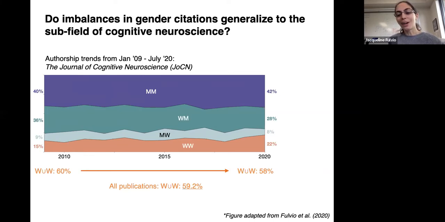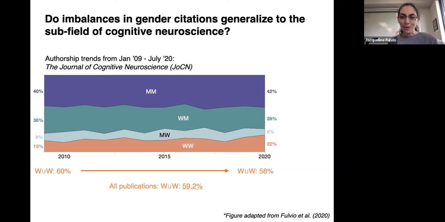We reviewed the authorship and citation patterns in the subfield's flagship journal, the Journal of Cognitive Neuroscience. And as we can see here in this figure, which looks somewhat similar to the one we just saw, in the last decade or so, the categorical gender breakdown in authorship has been generally stable, with a slight upward trend in the proportion of WW authored papers.